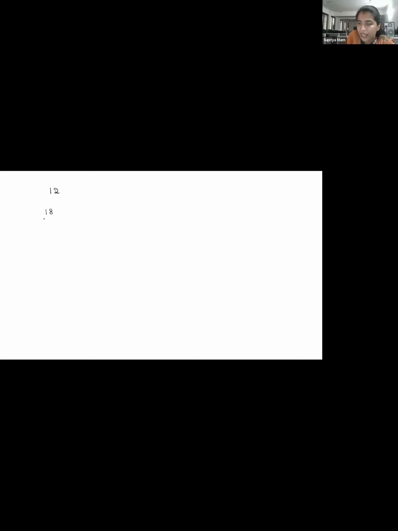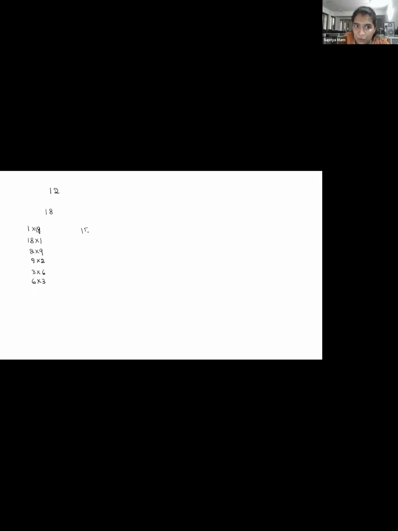18, identify all the factors. It can be rewritten as 1 into 18, 18 into 1, 2 into 9, 9 into 2, 3 into 6, 6 into 3. No other numbers are factors of 18. So there are only 6 possibilities.